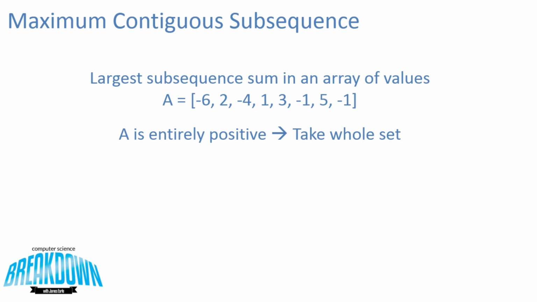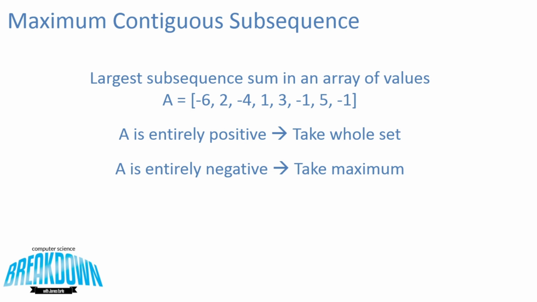If A is an entirely positive array, the entire set will be the largest sum. As well, if A is entirely negative, you just take the maximum value. So if you had -6, -5, all the way down to -1, then you would simply take -1, and that subsequence is just a set with one value.